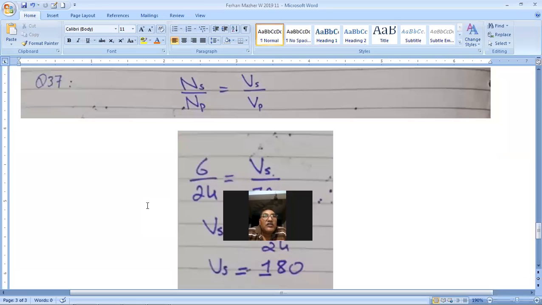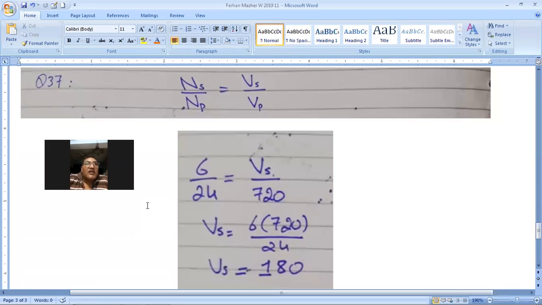Let me show you. NS divided by NP equals VS divided by VP. NS means the number of turns in the secondary. VS is 6, and here I have made a mistake. In writing I made a mistake. So this is NS actually. This is not VS. It is NS.